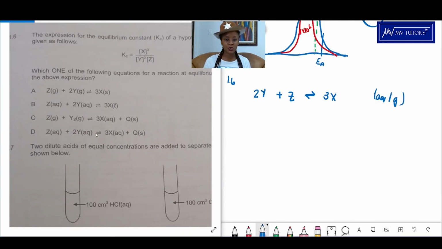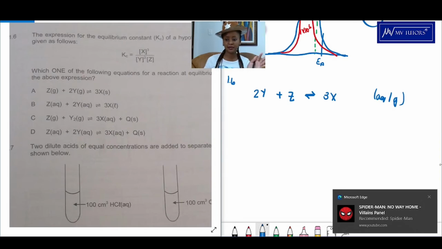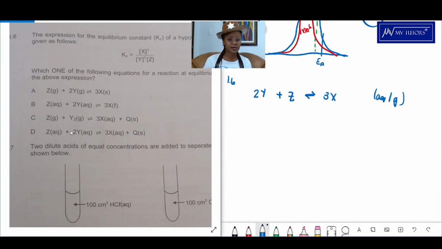So part of our reactants, we have Z, so all of them have Z. Then we have 2y. So I would have gone with A, but the problem is I have a solid there by X, so that can't be. And then again I have Z. I'm going to go with Z and 2y. Sorry about that. So Z, 2y, I have 3x, great, and then I have Q as a solid, and Q was not featured in the Kc formula, so I would definitely go with D on this one. 1.6 is D.